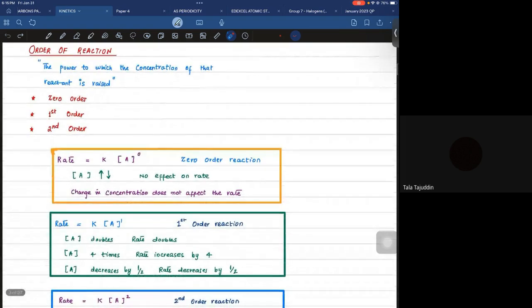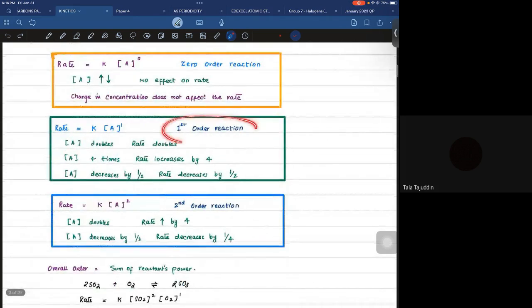Zero order means that any concentration of the reactant is raised to the power 0. This is called zero order. If you increase or decrease the concentration of A, or any reactant, it's arbitrary, the rate would not change. If you increase or decrease the concentration of A, the rate would not change, which means that this is a zero order reaction. No effect on rate after increasing or decreasing the concentration.